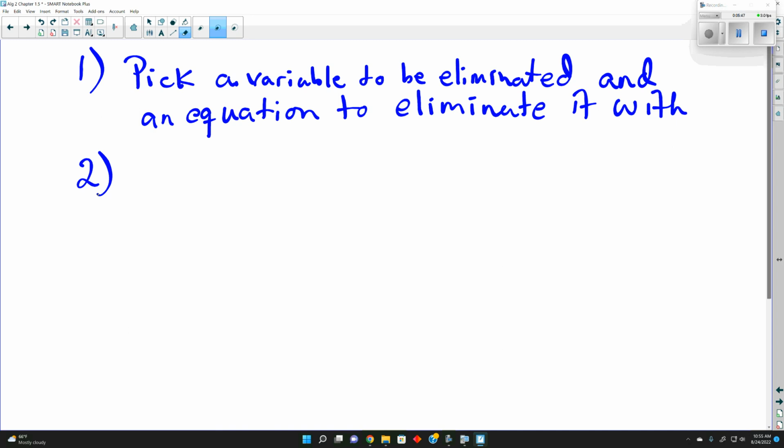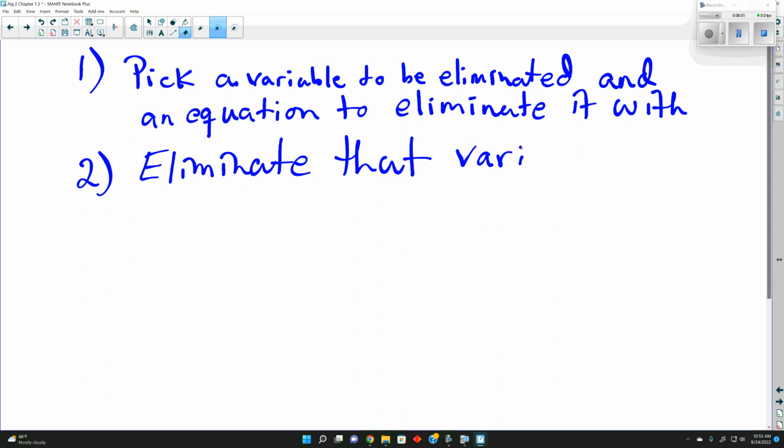So we need to pick an equation, a variable to be eliminated, and an equation to do it. Now our second main step is to eliminate that variable. We want to eliminate that variable out of the other two equations.